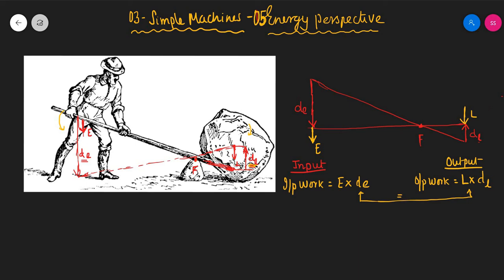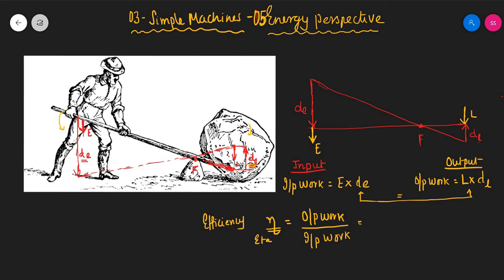But in the real world, that's not the scenario. Your input work is usually not equal to output work. And we define the efficiency, and this is the symbol for efficiency. Efficiency is denoted by this Greek symbol, called eta. Efficiency eta is given by your output work, which is always less than your input work due to various losses like friction, heat, etc.